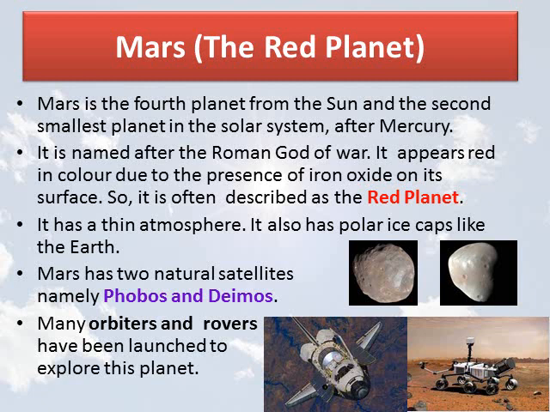Many orbiters and rovers have been launched to explore this planet. Dear children, an orbiter is a spacecraft designed to go into orbit and it does not land on it. A rover, on the other hand, is a device designed to move across a solid surface on a planet. You can find the picture of orbiter and rover there.